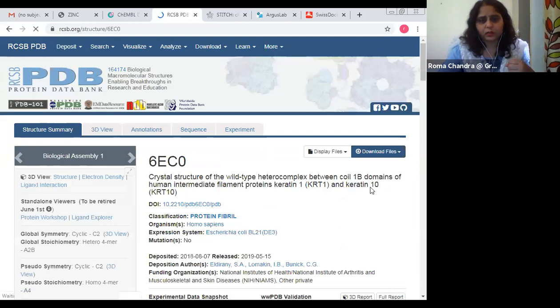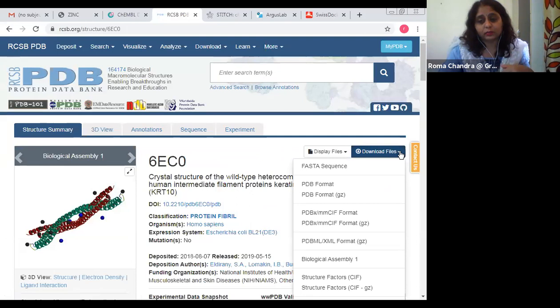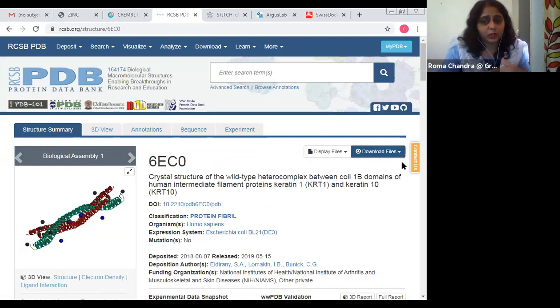When you are going with the protein structure, you can easily download the structure here in PDB format. For structure prediction, we can extract or retrieve from here, or we can go to Swiss Model. I talked about Swiss Model also in the process of homology modeling.